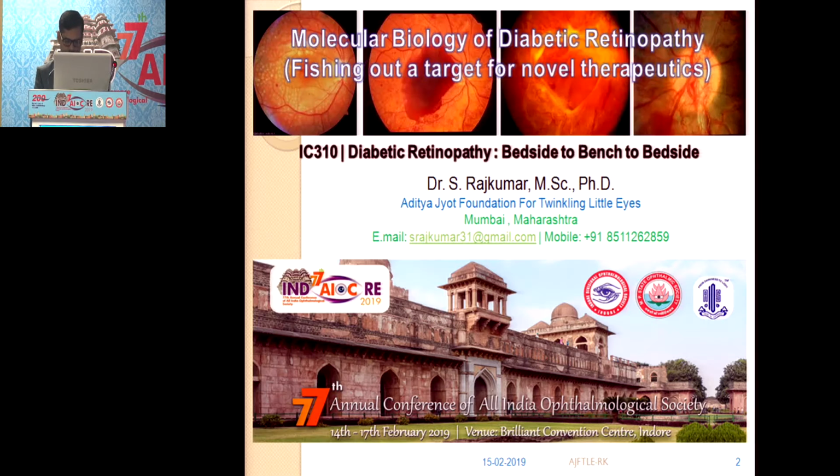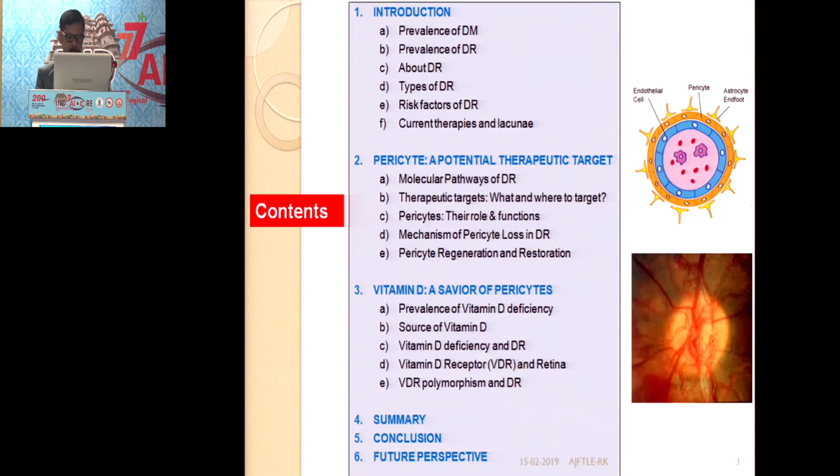And I will be talking on the molecular biology of diabetic retinopathy, with a special focus to fish out a certain target to design a therapeutics to cure or prevent diabetic retinopathy. So my talk will essentially cover the role of pericytes and vitamin D in the process of diabetic retinopathy.